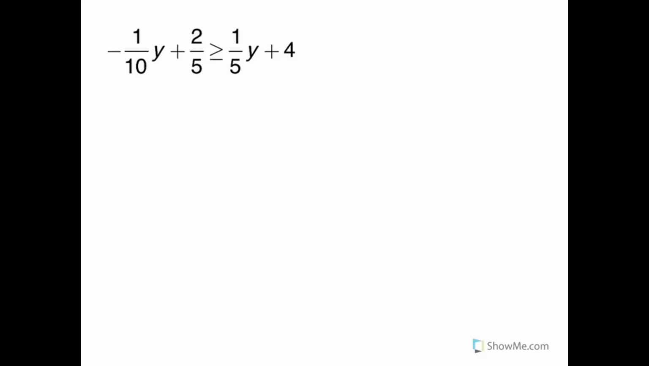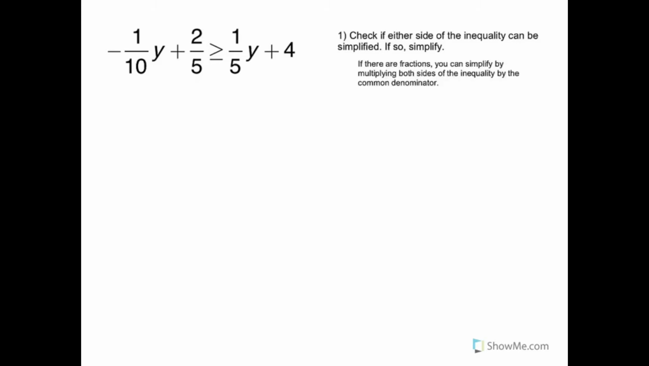Uh-oh, fractions! Negative 1/10 y plus 2/5 is greater than or equal to 1/5 y plus 4. The first step is to check and see if we can simplify. In this case, since there are fractions, we can simplify by clearing fractions, multiplying both sides of the inequality by the least common denominator. Here the fractions are tenths and fifths, so the common denominator is 10. I multiply both sides by 10.